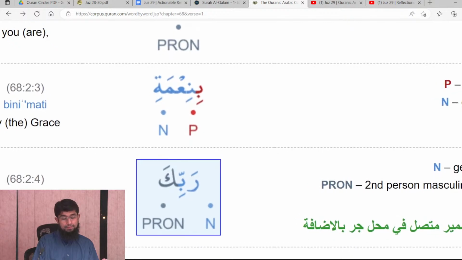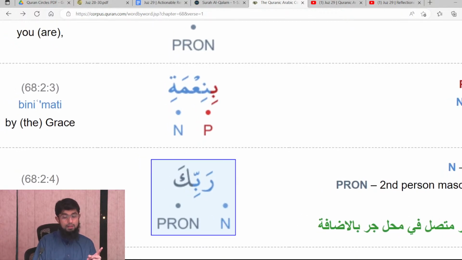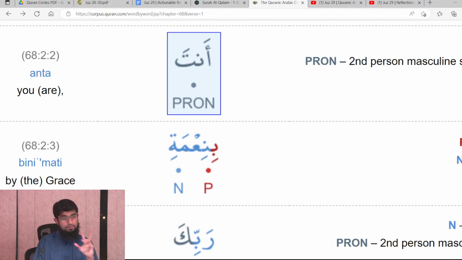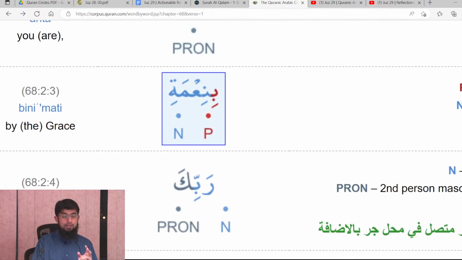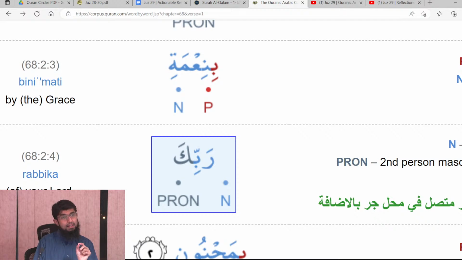Rabbika, your Lord. So this ka is again the attached pronoun. So two types of pronoun, right? Attached or detached. So anta for you. But when you want to talk about "your", then you would have ka. Rabbika, possessive, right? Yes, because of possessive. This belongs to Allah. It's possessive because your Lord. Yes, your Lord.